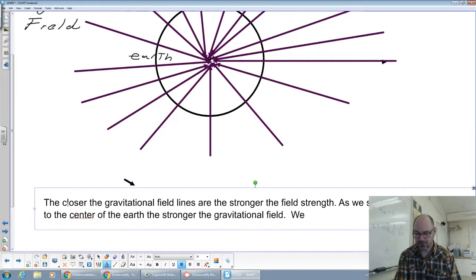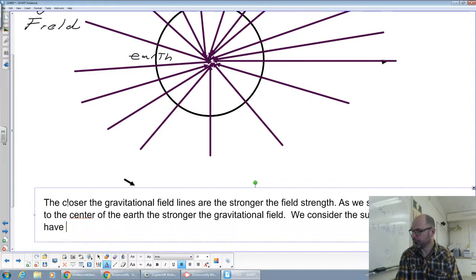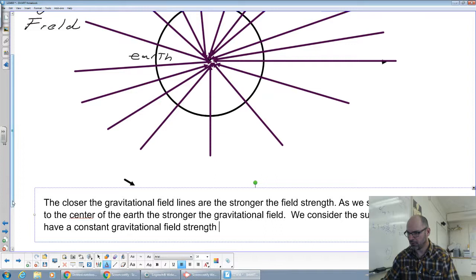We consider the surface of the Earth to have a constant gravitational field strength. I know that there's that thing in the corner, so let me move this up. It's probably blocking you out there.